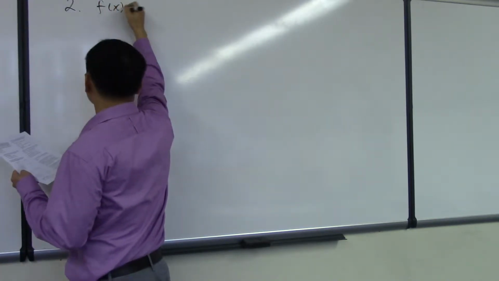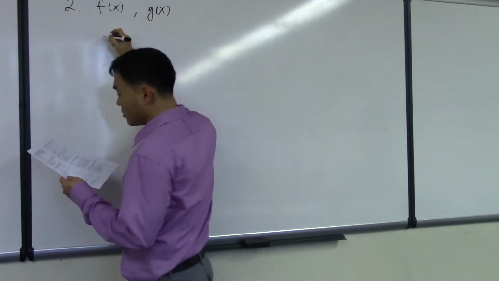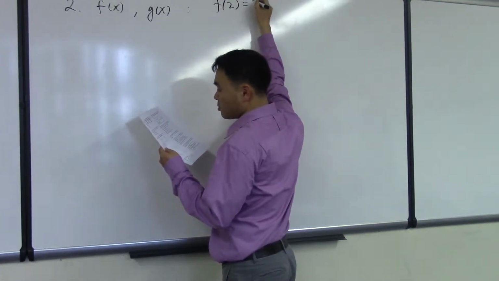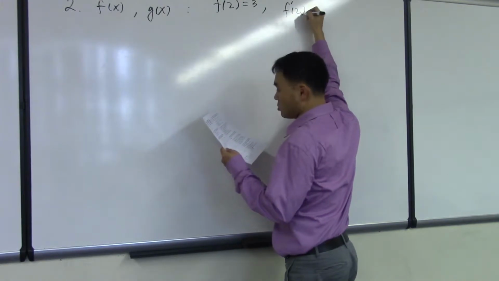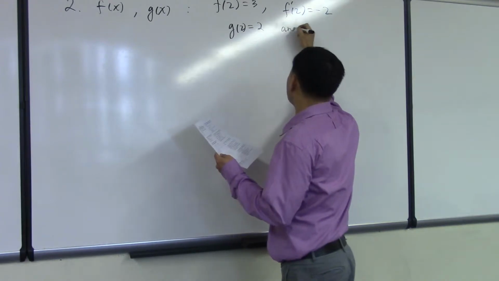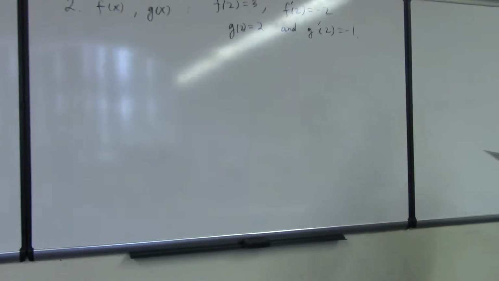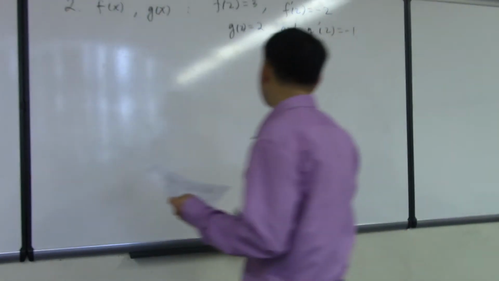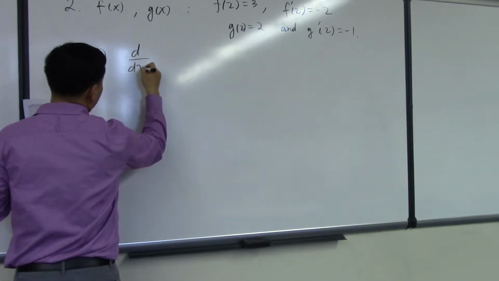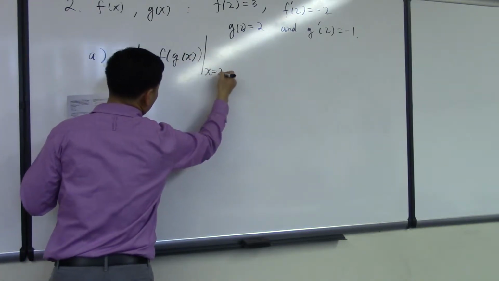All right, so suppose f of x and g of x are two functions which satisfy the following. We know that f of 2 is 3, f prime of 2 is negative 2, g of 2 is 2, and g prime of 2 is negative 1. Now, under this assumption, A, figure out the derivative of f of g of x at x equal to 2.